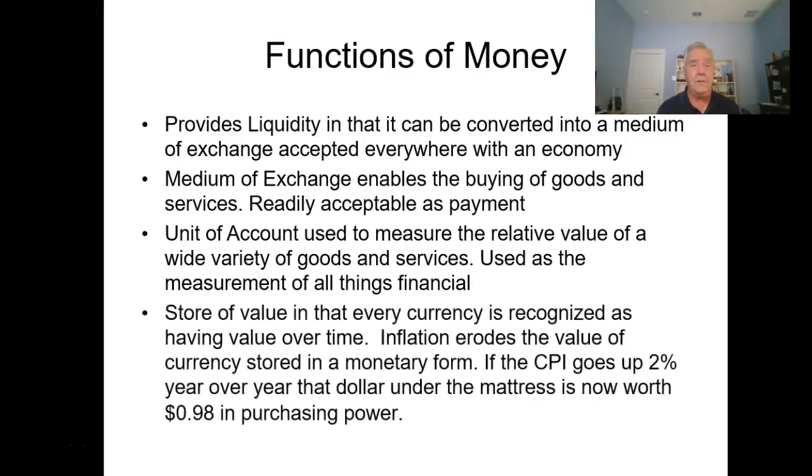Next, it's a store of value. Okay, so it does have value. We have to be careful. The dollar bill is a dollar bill. It's printed with a dollar on it, and it always is a dollar. But if we look at money in terms of purchasing power, we have to adjust for inflation. And the example here, we've used it before, consumer price index goes up 2% year over year. The dollar we put on our mattress is now only worth 98 cents in purchasing power.